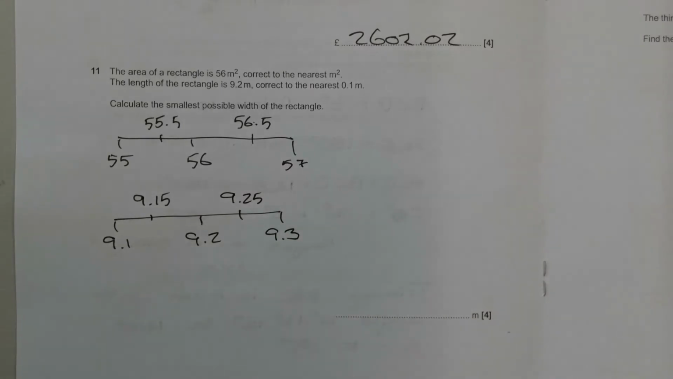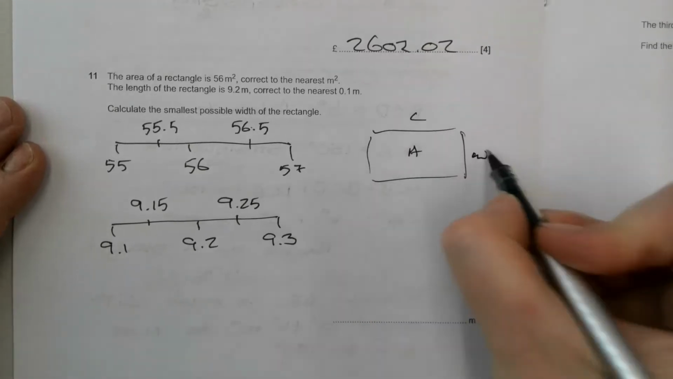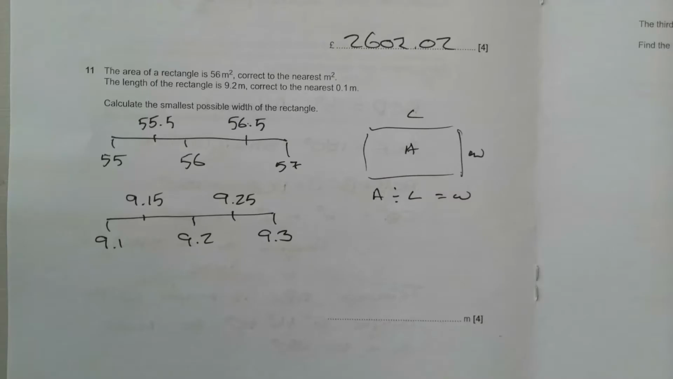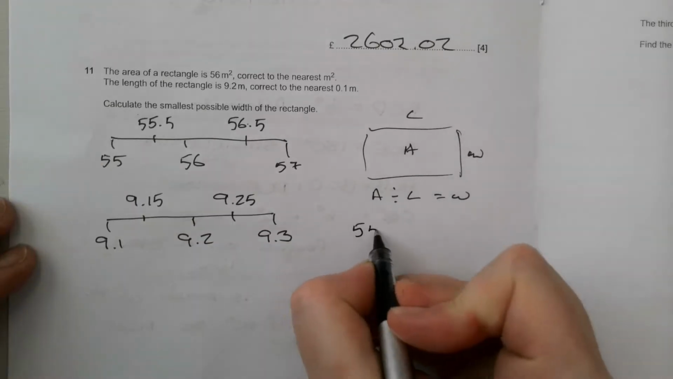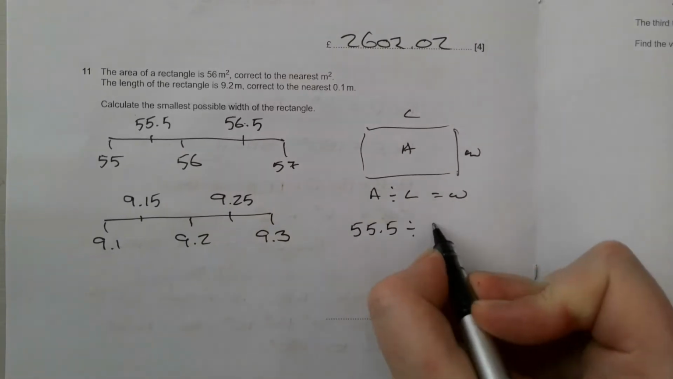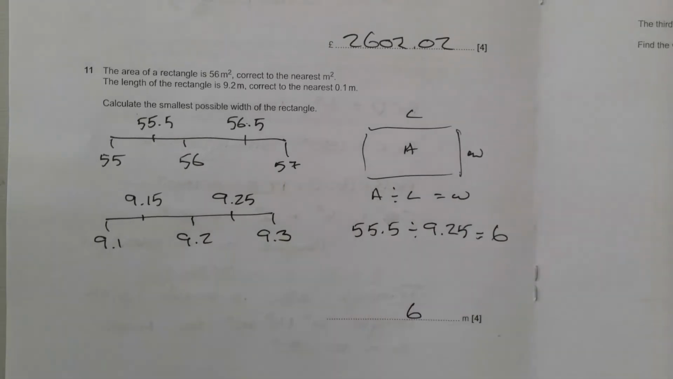Next, we have to calculate the smallest possible width of the rectangle. Well, we've got a length and an area, and we want a width, so we're going to do area divided by length equals width. And we want the smallest possible. To get something small from a division, you want the smallest thing to be divided, so 55.5, and we want to divide that by the largest thing we possibly can, 9.25, which comes out at exactly 6. That is the shortest width.